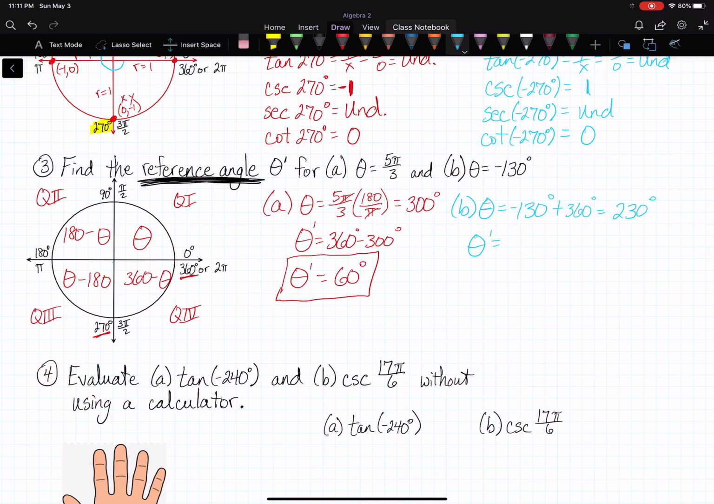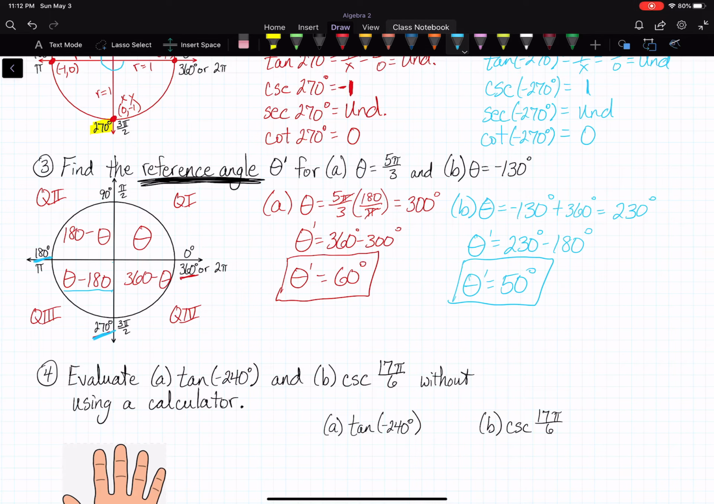230 would be in quadrant 2, or quadrant 3, excuse me. It's between 180 and 270. So we're going to use theta minus 180. 230 degrees minus 180 degrees. Theta prime, or the reference angle, that is 50 degrees.